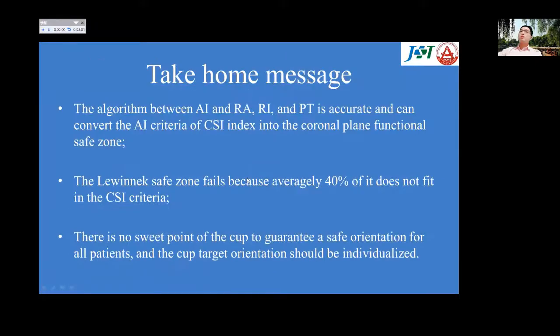So, take-home messages: the algorithm is accurate and can convert the CSI index into the coronal plane, and the Lewinnek safe zone fails because on average 40% does not fit into the CSI criteria. Certainly there is no universal cup orientation to guarantee a safe orientation for all patients, and the target orientation should be individualized.